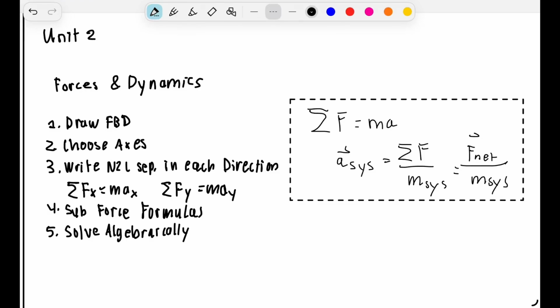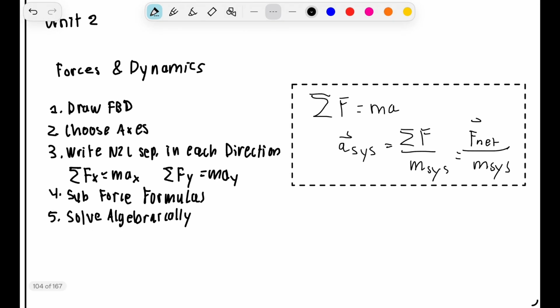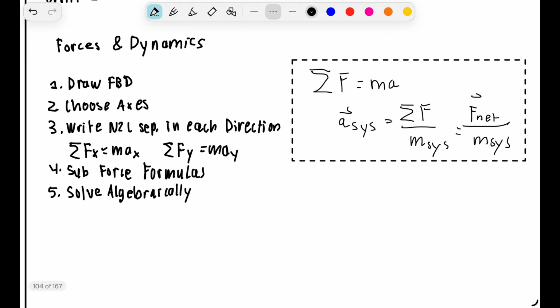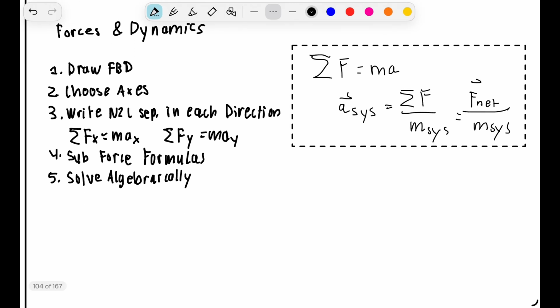In this video, we're going to be deriving all of the AP Physics 1 formulas for Unit 2 Forces and Dynamics. So whenever you approach a problem, you want to start off with drawing the free body diagram, then choosing axes that align. Then you want to write Newton's second law separately in each direction, where you sum the vertical forces and the horizontal forces. Then you want to substitute in your force formulas. And then fifth, you're going to solve algebraically.